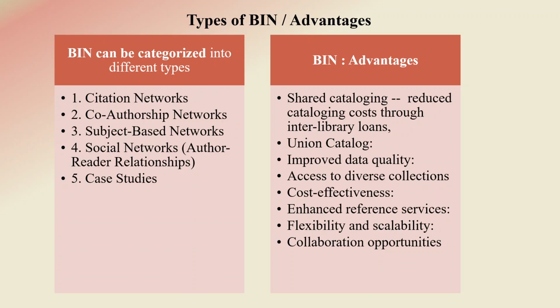What are the types of bibliographic networks? First, citation networks. What is a citation network? It is the relationship between publications based on citations. These networks can help identify influential publications and authors, research trends and patterns, and knowledge gaps and areas for further research. Next, the co-authorship network. With a co-authorship network, you can find who could be your co-author, who can collaborate with you. You can find a collaborator. Then subject-based networks are also available, covering research areas and topics, and knowledge structure.